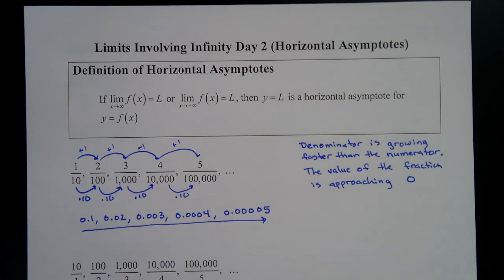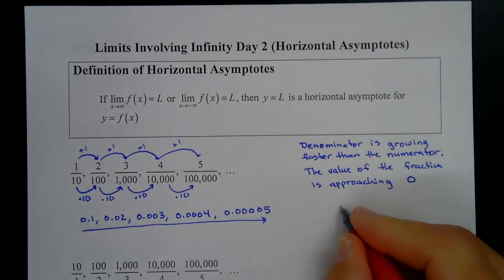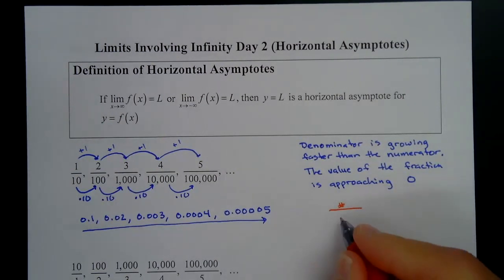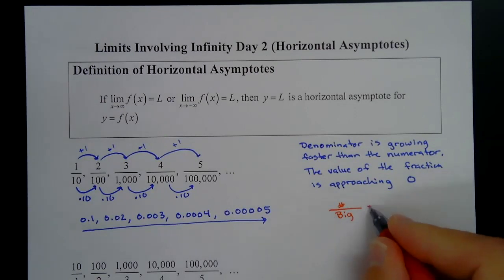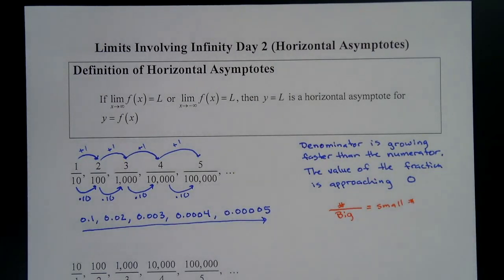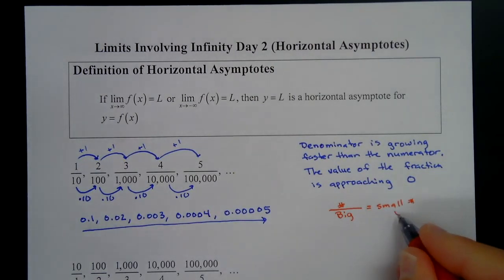So what I just said, you could summarize, and I'm getting a pen. If we have a number over a big number, then that's going to equal a small number. And when we say a small number, we're talking about something that's close to 0. That's what we mean by that.